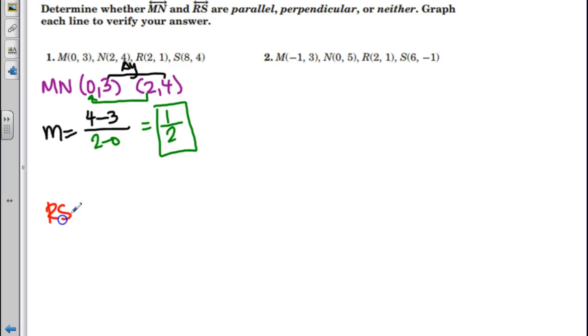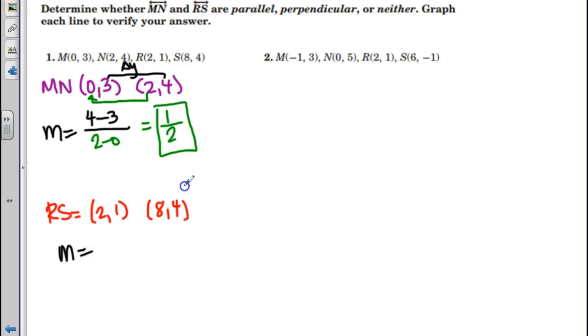Let's move to RS. So to be parallel, I know the slope needs to be 1/2. To be perpendicular, my slope needs to be, yeah, -2. We want to flip it over and take the opposite sign. And then if it's not 1/2 or -2, then it's an either. All right, so R is 2, 1. And S is 8, 4. If you'd like to pause the video and do this on your own, that would be awesome.